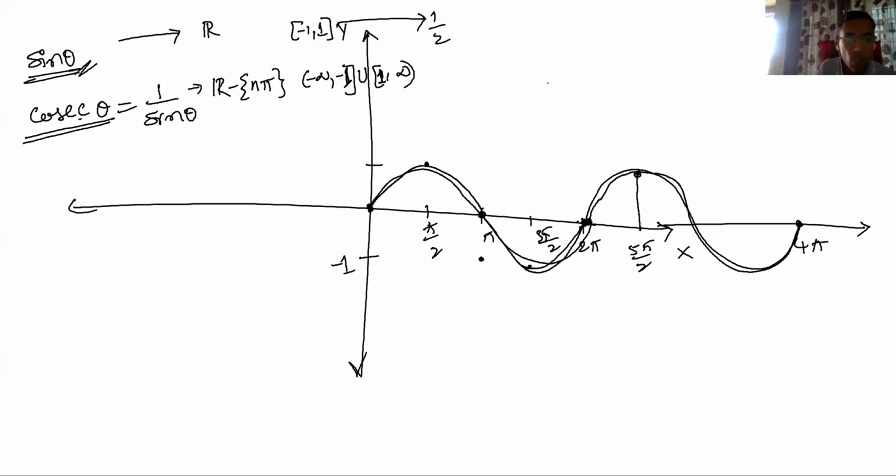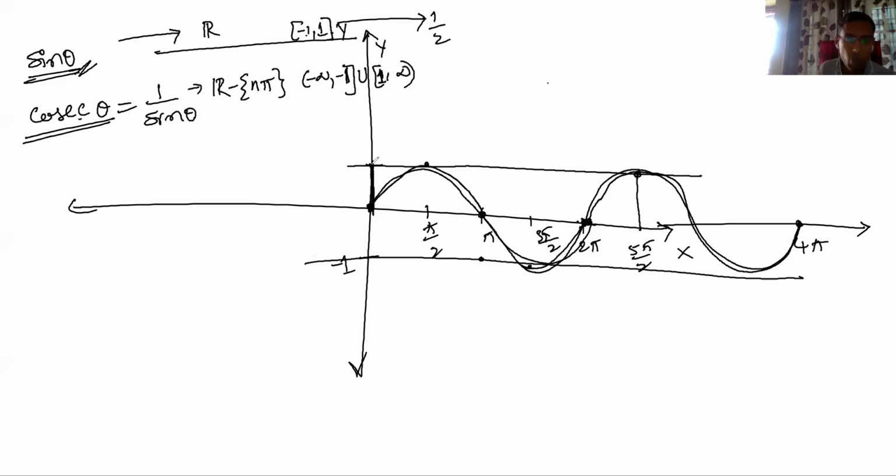Now the graph is exactly opposite. Sine graph is in the interval minus 1 to 1 only on the y-axis. It will not be more than this; the y value is maximum 1 and minimum minus 1. So the graph will be in this interval only. Whereas the cosecant theta graph will not be in this interval. It's exactly opposite.